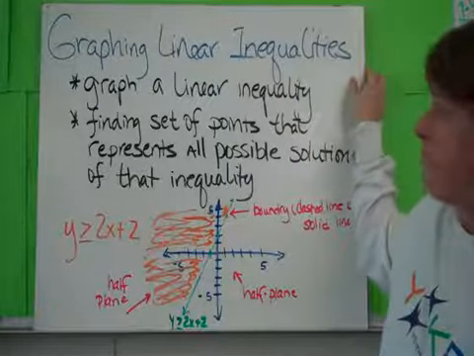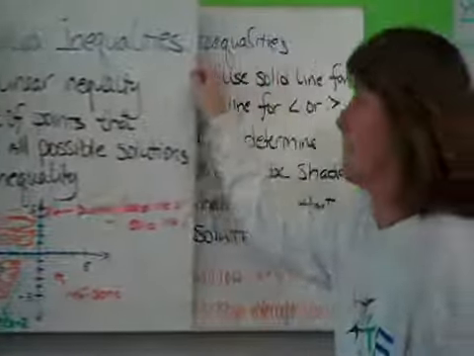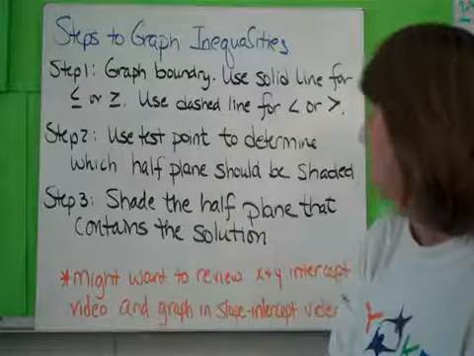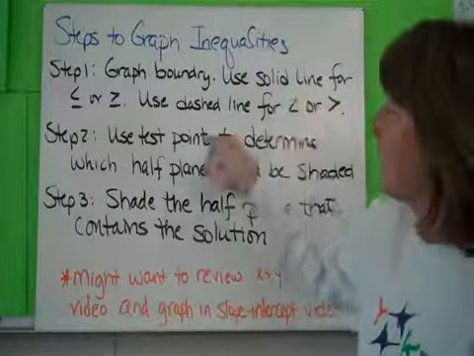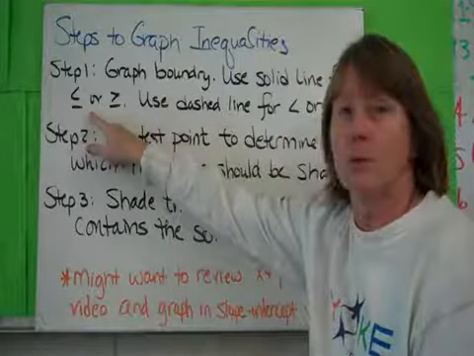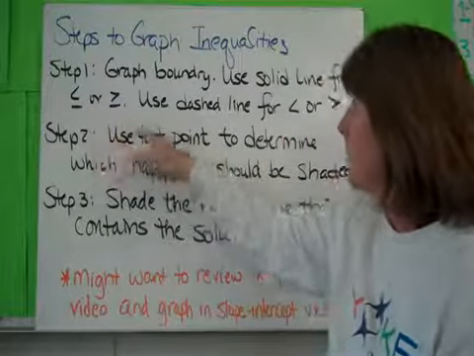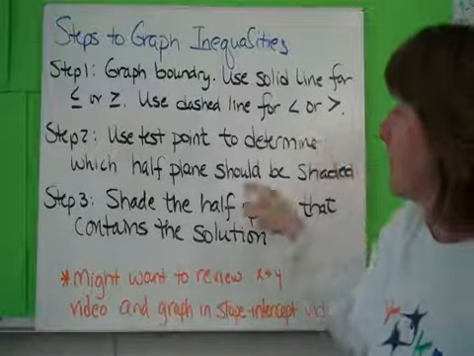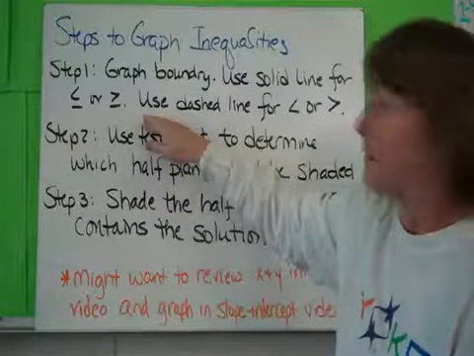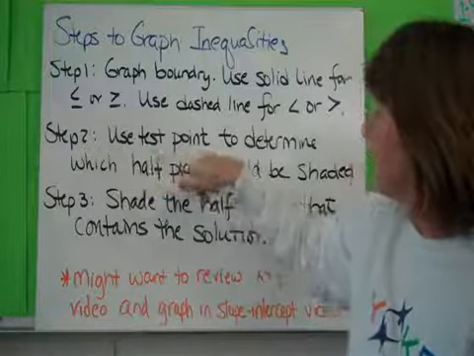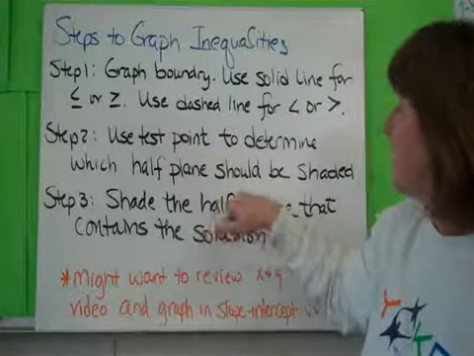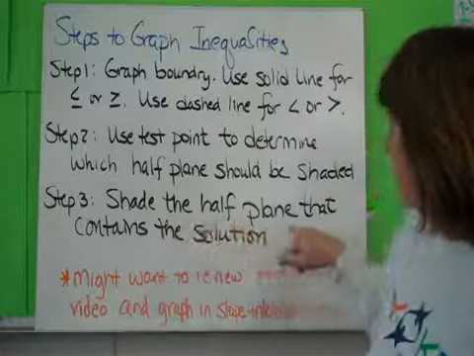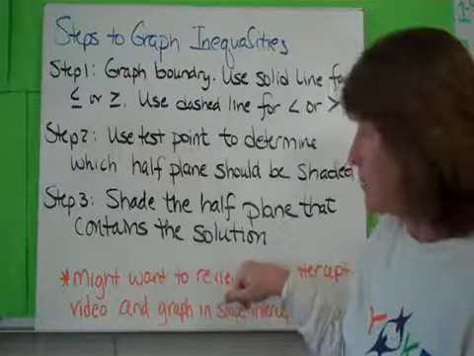So let's look at the steps that will help us do this. Step 1, you're going to graph that boundary. You're going to use a solid line if it's less than or equal to, or greater than or equal to. And you use the dashed line for less than or greater than. After you have graphed it on the coordinate plane, you're going to test a point to determine which half plane should be shaded. And then you're going to shade the half plane that contains the solution.